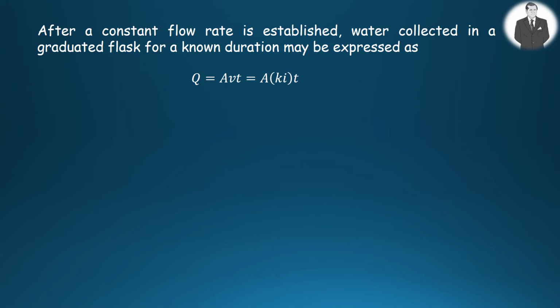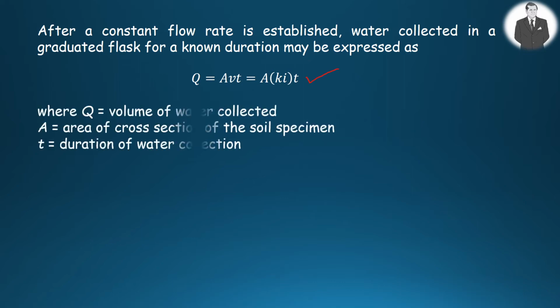given as Q equals A times V times T. In other words, Q equals A times K times I times T. In this equation, Q is the volume of water gathered in a graduated flask, A is the cross-sectional area of the soil sample, and T is the duration of water gathered in the flask.